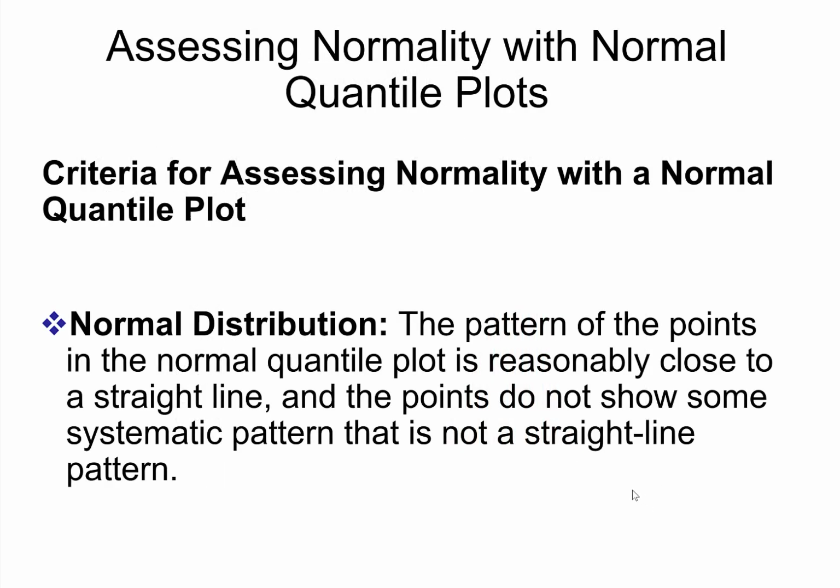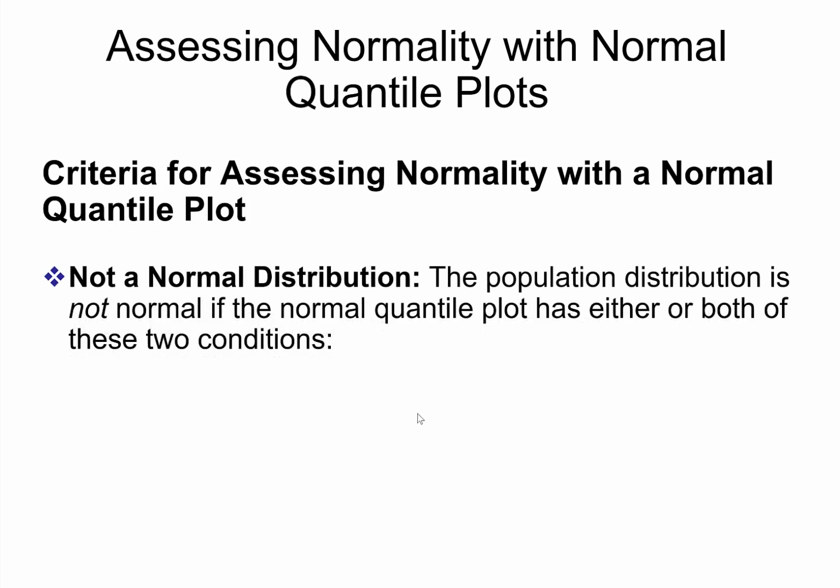We can also assess normality with what's called a normal probability or normal quantile plot. Criteria for assessing normality with a normal quantile plot: in a normal distribution, the pattern of the points in a normal quantile plot is reasonably close to a straight line, and the points do not show some systematic pattern that is not a straight line pattern.